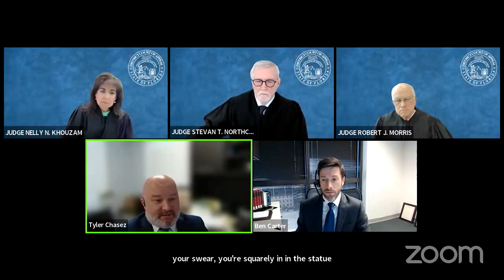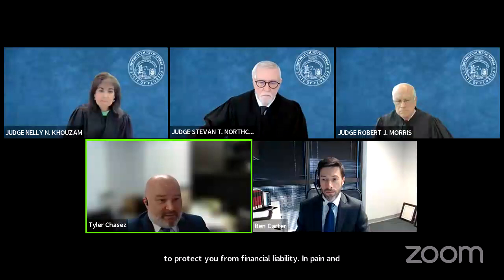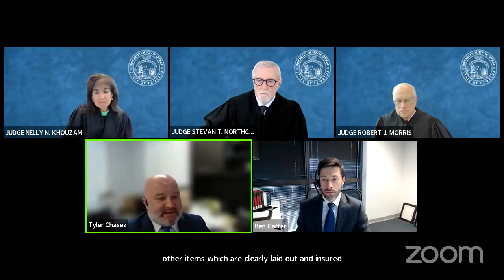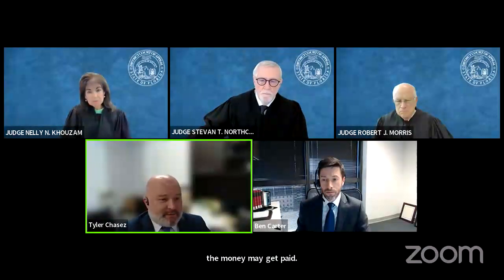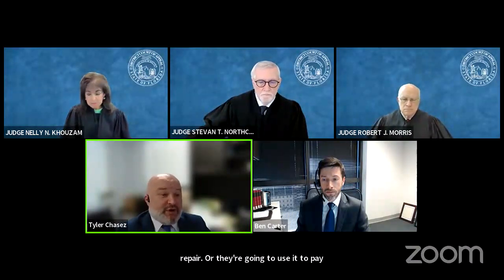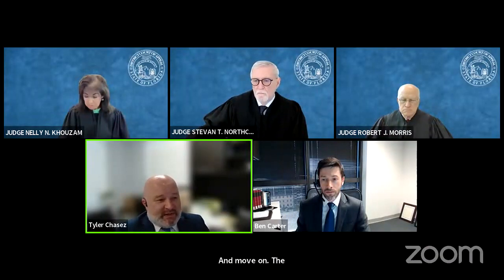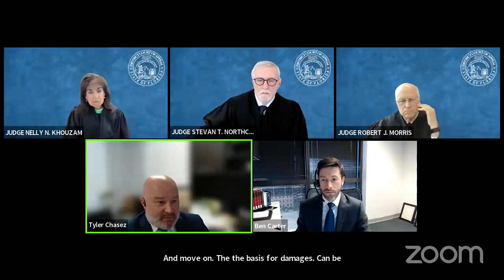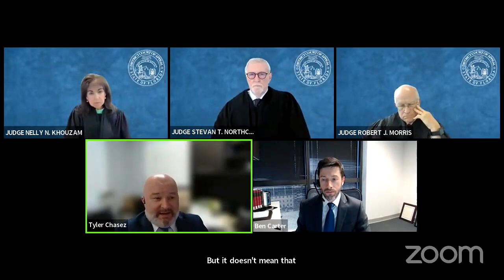If I'm operating as an individual that simply is trying to protect you from financial liability and pain and other items which are clearly laid out in the insured acknowledgement form, I don't believe you're doing those things. Because like I said, ultimately the money may get paid and they're just selling the home. They're not using it for repair, or they're going to use it to pay down their mortgage. Or if there's no mortgage on it, maybe they just take it and say, I'll take the home as it is and move on. The basis for damages can be that there were damages under a policy, but it doesn't mean that those monies are inherently intertwined in actual repair.